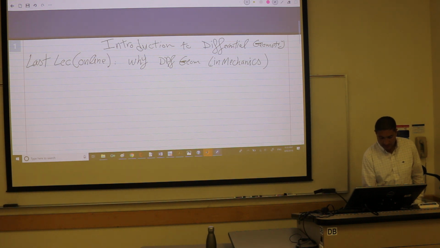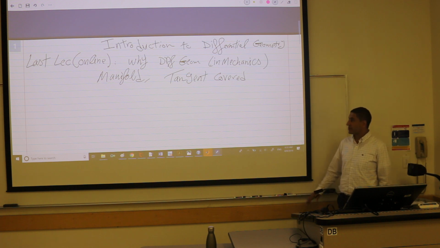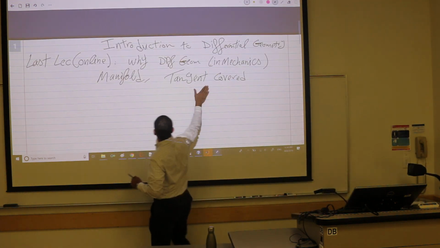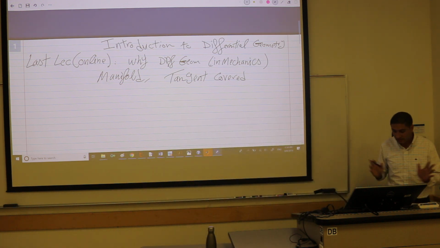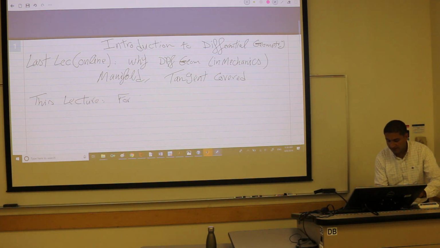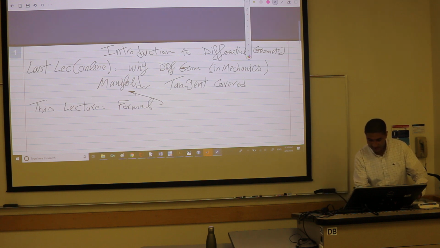Also, the very early basics of differential geometry, like the concept of a manifold and tangent space, have been covered very briefly, because this wasn't in dynamics. This course is mainly focused on this, so today is to talk very formally about these. Over there we had a glimpse of what a manifold and tangent space are. This lecture is just the formalities, the very formal definition of a manifold. We will not even have time to talk about tangent space.